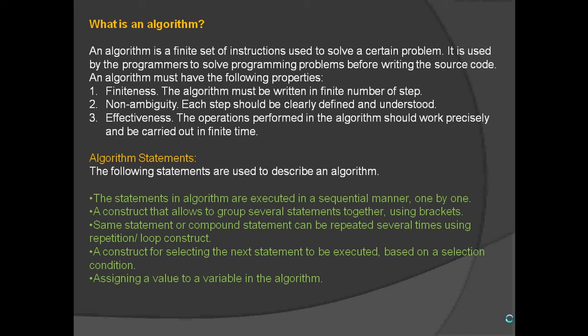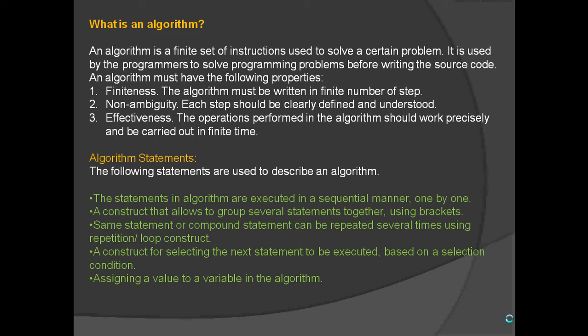Okay, now algorithm statements. The following statements are used to describe an algorithm. The statements in an algorithm are executed in a sequential manner, one by one or one after the other. So the algorithm will start from step 1 and move on to step 2 and then step 3, like that. So the flow of the program structure will be sequential, one after the other. In that there is no construct interfering with the steps that are carried on. So it will move on from step 1 to step 2 to step 3, like that.